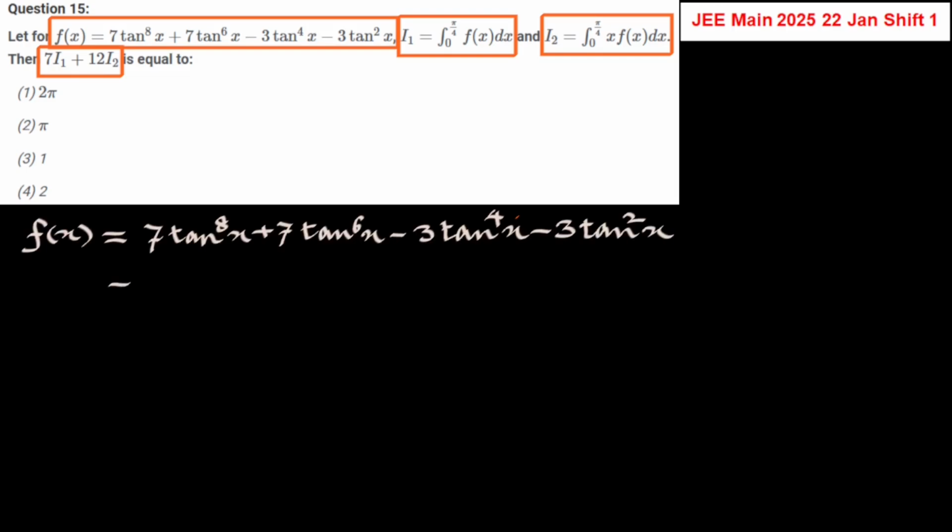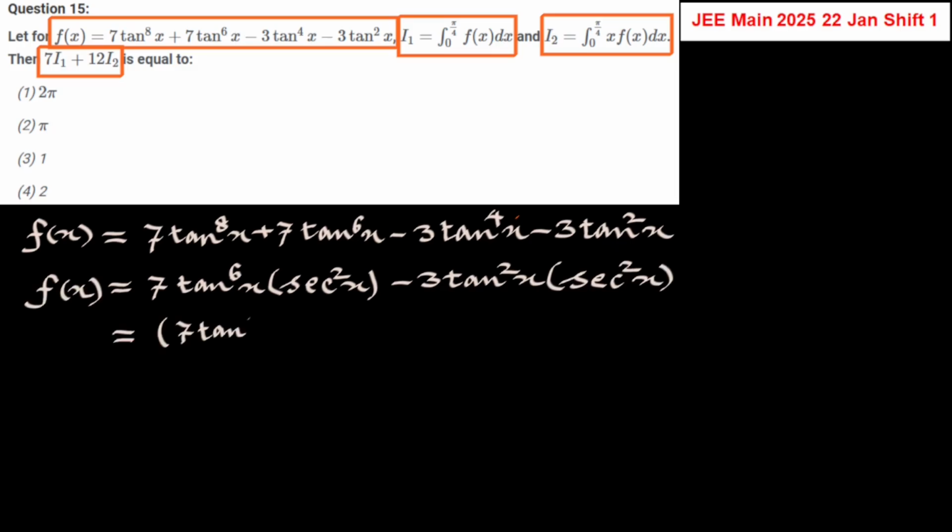In this question, function f of x is given. I1 is integral f of x dx from 0 to pi by 4 and I2 is integral x f of x dx from 0 to pi by 4. We have to evaluate 7 I1 plus 12 I2. The given function can be written as 7 tan raised to 6x into tan square x plus 1, which is sec square x, minus 3 tan square x into sec square x, which is 7 tan raised to 6x minus 3 tan square x into sec square x.